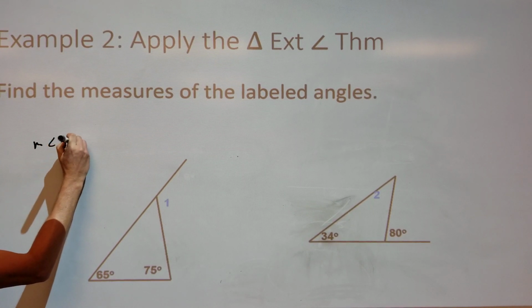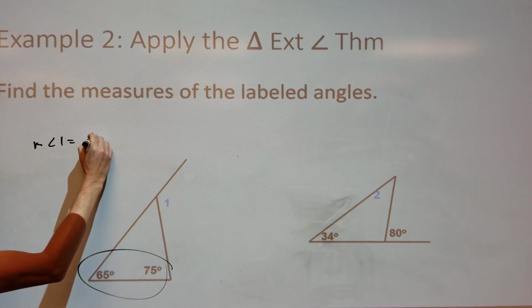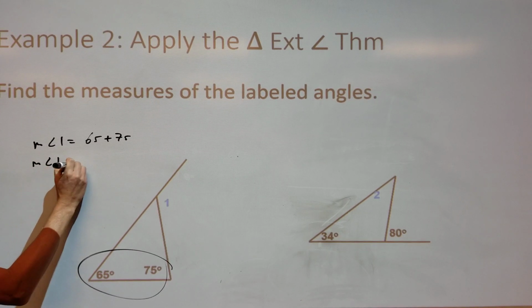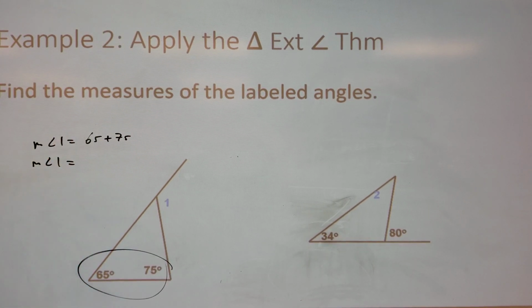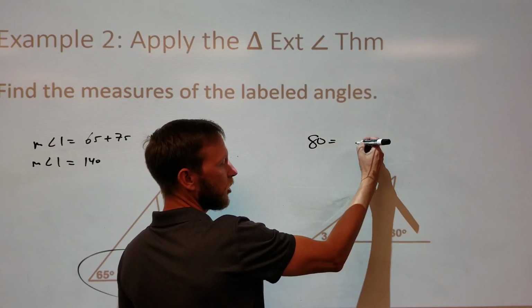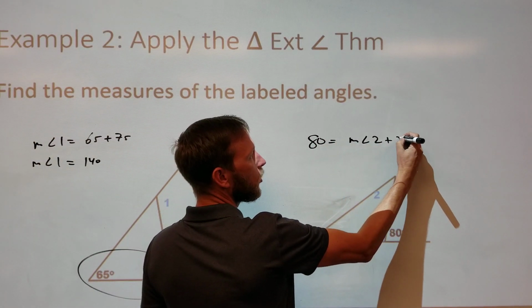But we'll have the measure of angle 1 is equal to the sum of the remote interior angles. And so we're able to create that equation. And in this case, everything's on one side, so all I have to do is add those two things together to find out that the measure of angle 1 is 140 degrees. Now, in this case, this one's a little bit different. The exterior angle is equal to the sum of the remote interior angles.